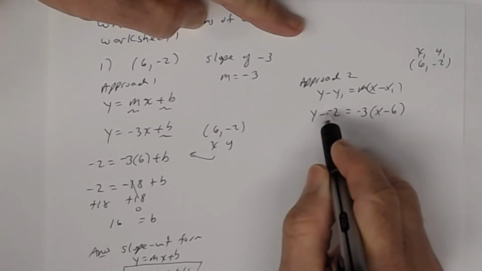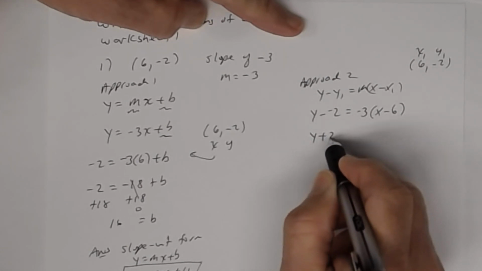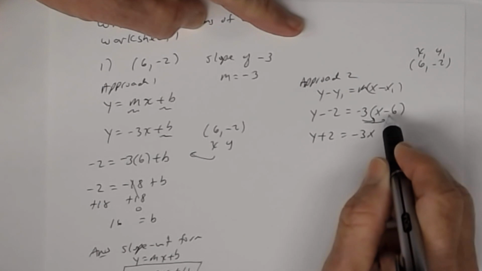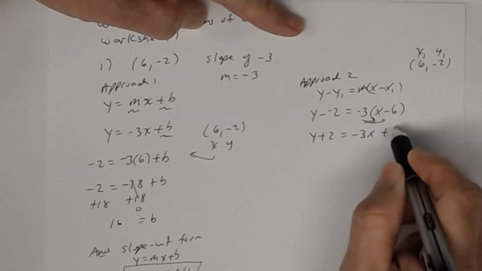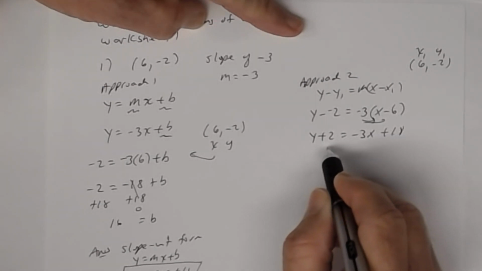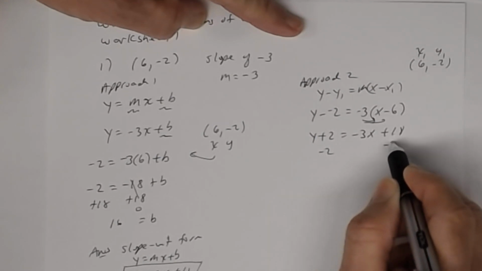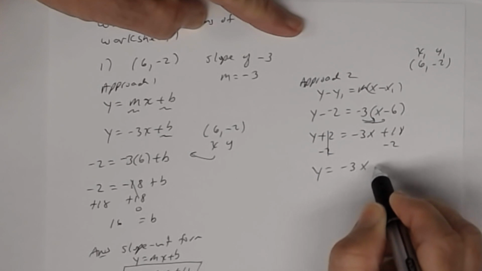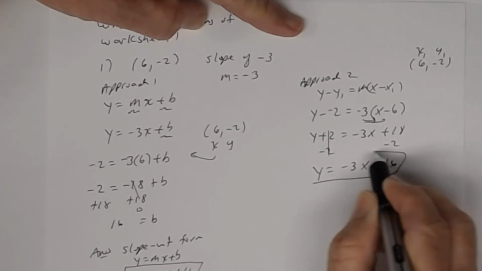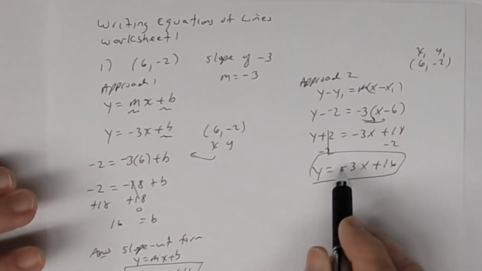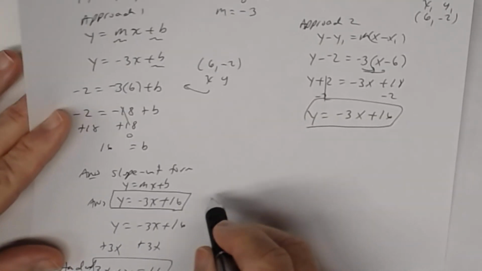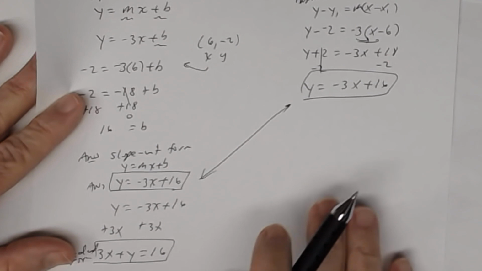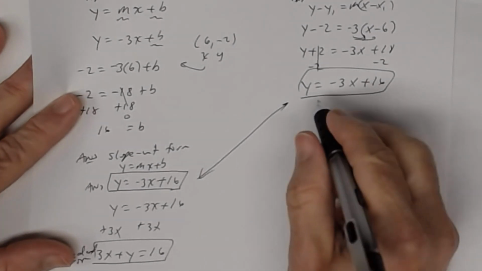Rewriting y subtract negative 2 as y plus 2, I get y plus 2. And distributing, I get negative 3x. A negative 3 times a negative 6 is a positive 18. Getting y by itself, subtract 2 from both sides, I get y equals negative 3x plus 16. All right, so there's your slope-intercept form. Notice the same answer, right? Same answer.